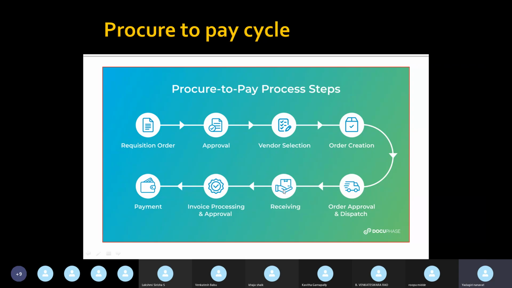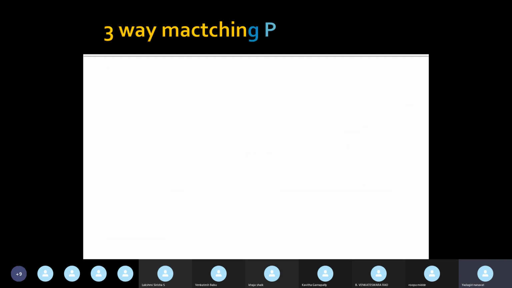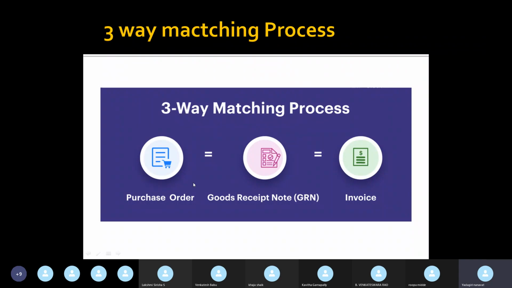After that we will receive the goods. After receiving the goods, we will verify the invoice to confirm the correct goods have come, and three-way matching will be implemented at the invoice process. After three-way matching, if everything is going well, we will make a payment to the vendor. Three-way matching is like this: we will match the purchase order, goods receipt note, and invoice.